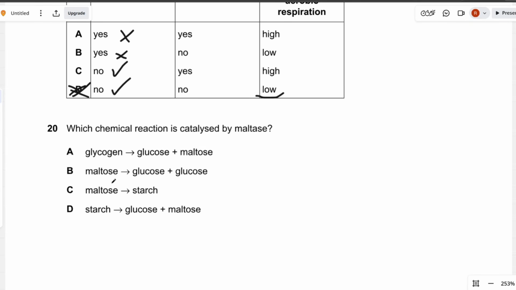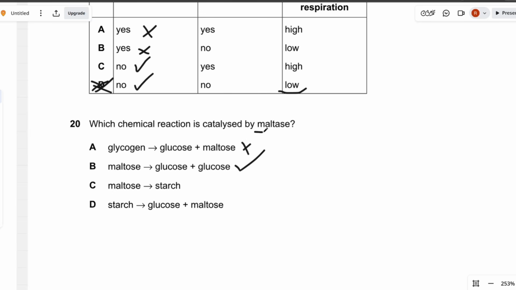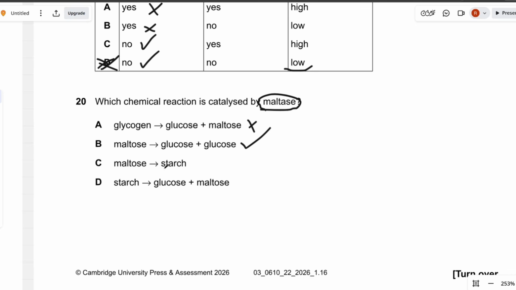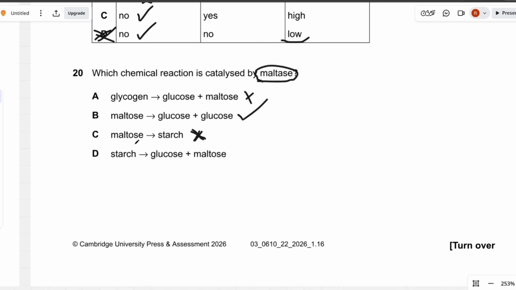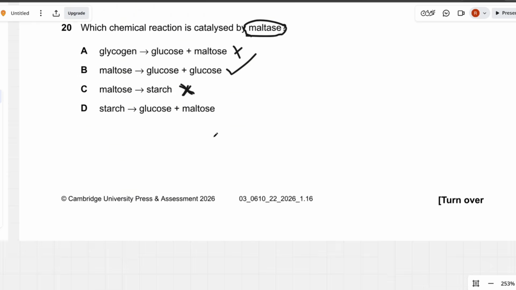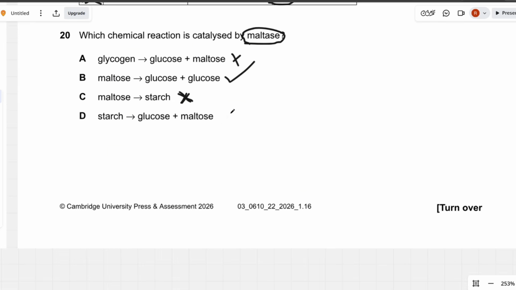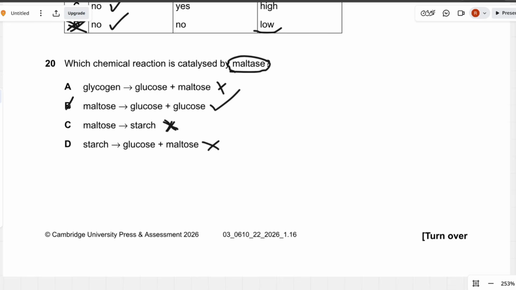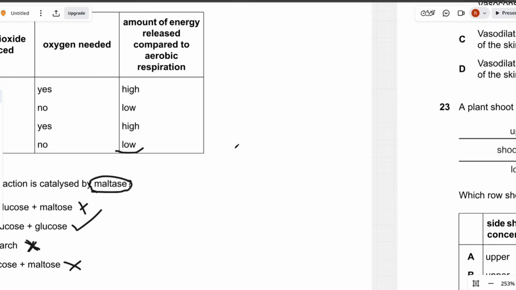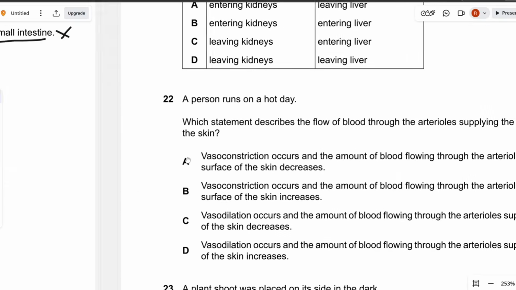Which chemical reaction is catalyzed by maltase? Maltase converts maltose into 2 molecules of glucose, and that is B. Glycogen into glucose and maltose, that is incorrect. And just to give you a quick tip, the name of the enzyme usually has what substrate it acts on. So maltose to starch, no, that is a larger molecule, not a smaller molecule, and we don't really make starch out of maltose using the enzyme maltase. Starch into glucose and maltose, no, of course not. That is just very far off. So maltose into glucose plus glucose, and maltose is formed of 2 glucose molecules like we do know.